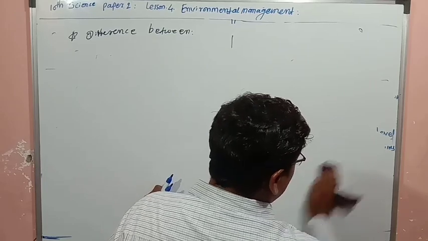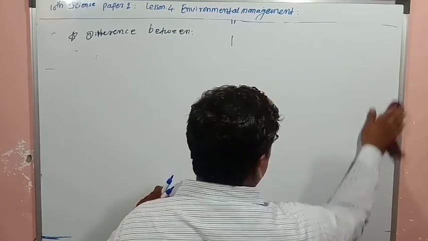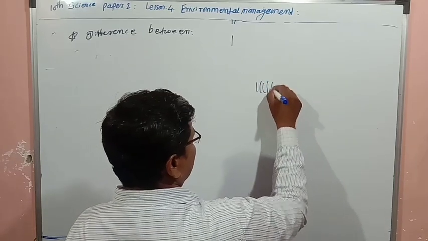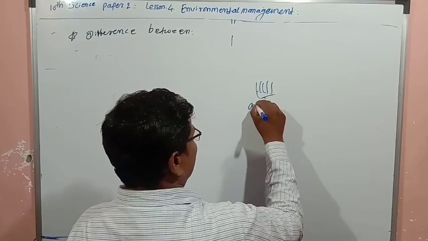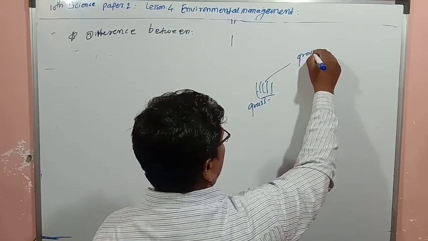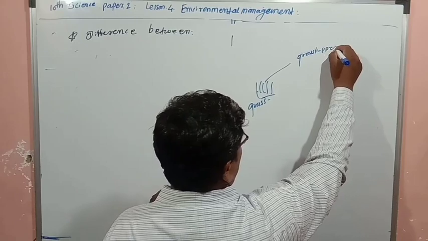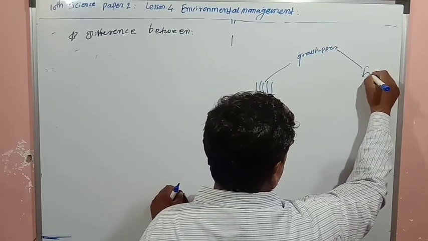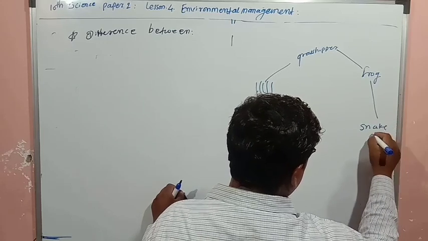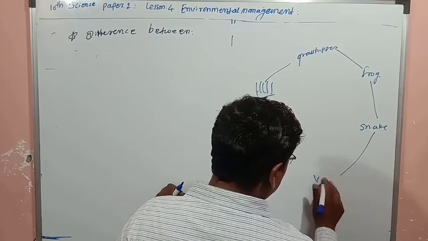So we'll simply draw that food chain. Suppose the diagram is like that. Here grass is there. After that grasshopper is there. After grasshopper, frog is there. After frog, snake is there. After snake, vulture is there.